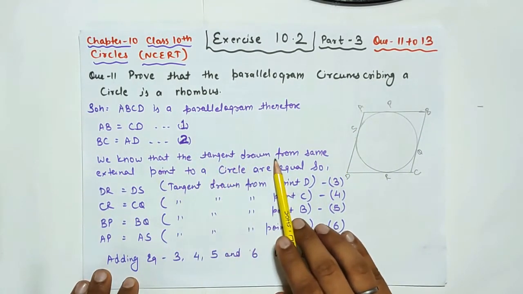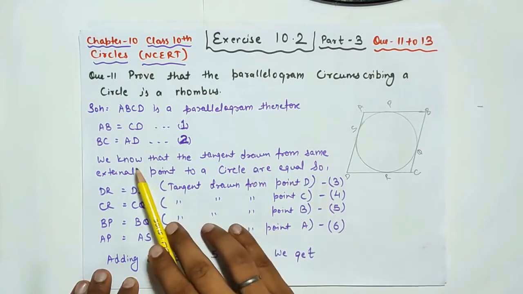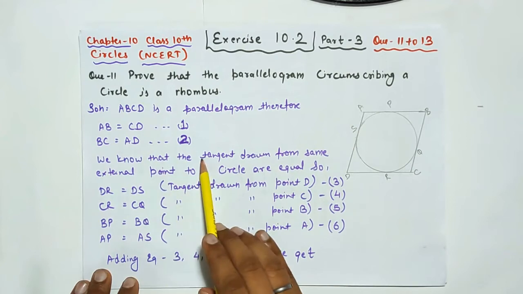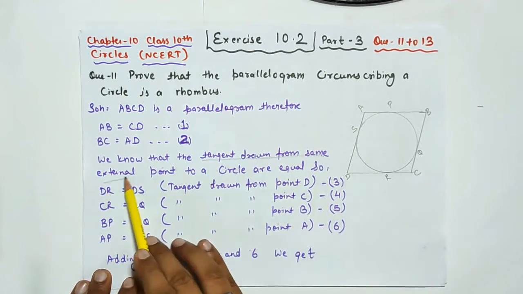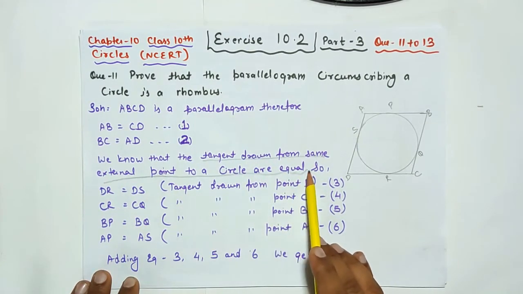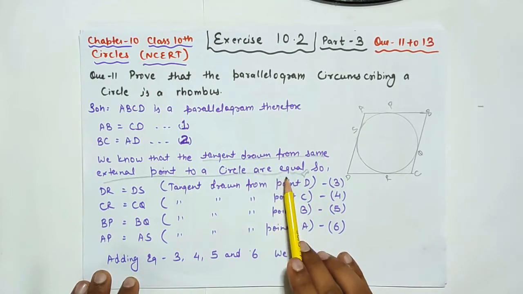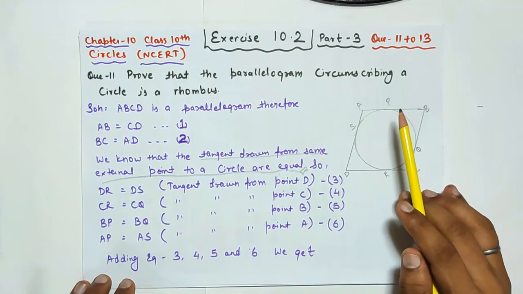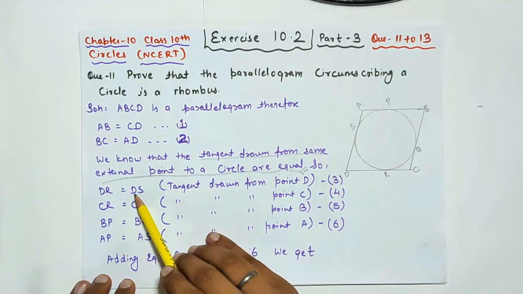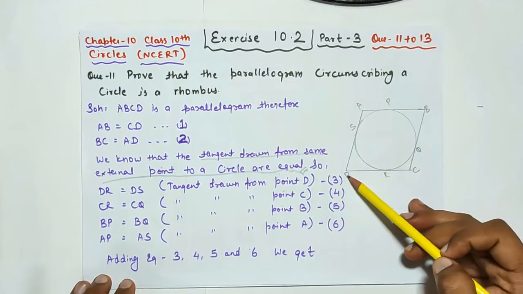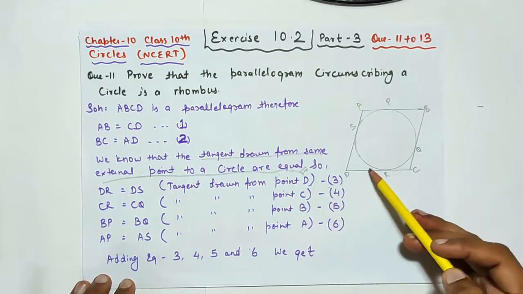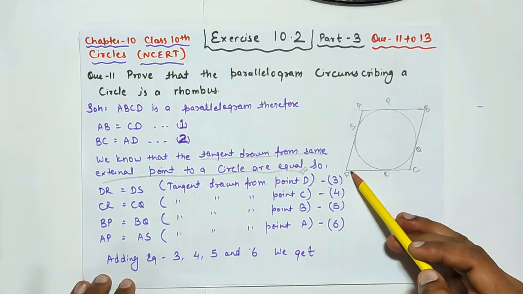We know that the tangents drawn from the same external point to the circle are equal. We have to keep this in mind. If the tangents are drawn from the same external point to a circle, they are equal. So DR is equal to DS, tangents drawn from the point D.